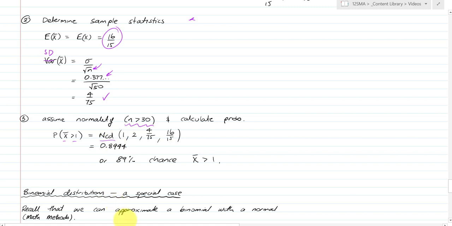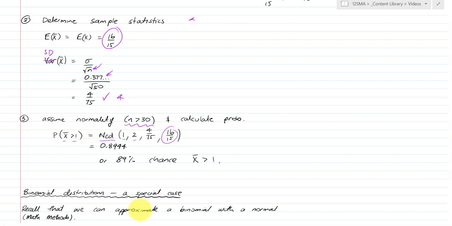So it's an NCD between 1 and 2, 2 is my upper bound, and then 4 over 75 is my standard deviation calculated here, and 16 over 15 is my expected value, my mu calculated earlier, and my calculator spits out about 0.8944, or 89%.